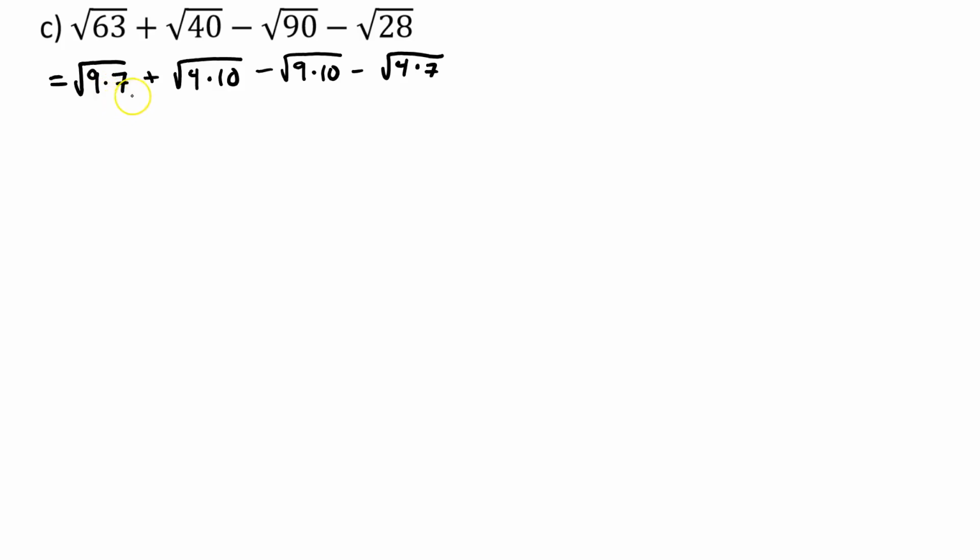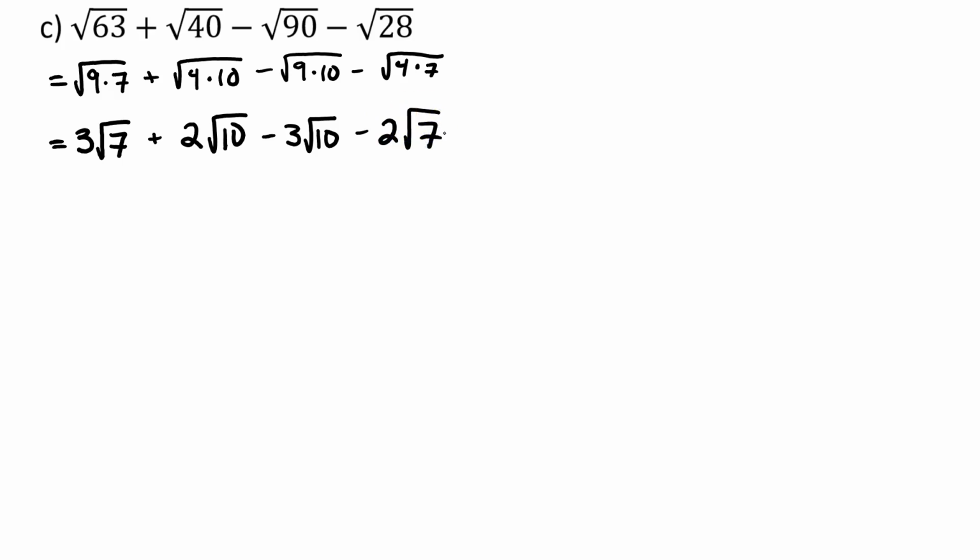Now we're noticing a trend here, right? We're seeing that there's the root 7, root 10, root 10, root 7. So that's a good sign. We're going to have two different like terms here. So I'm going to skip the step where I separate them out. The square root of 9 is 3. And what I'm left with under the radical is root 7. Plus the square root of 4 is 2 times root 10 minus 3 times root 10 minus the square root of 4 is 2 times root 7.